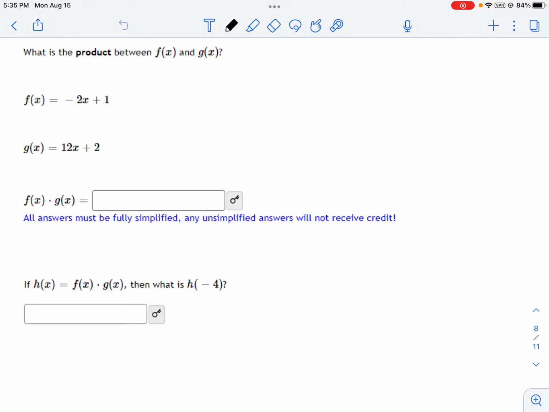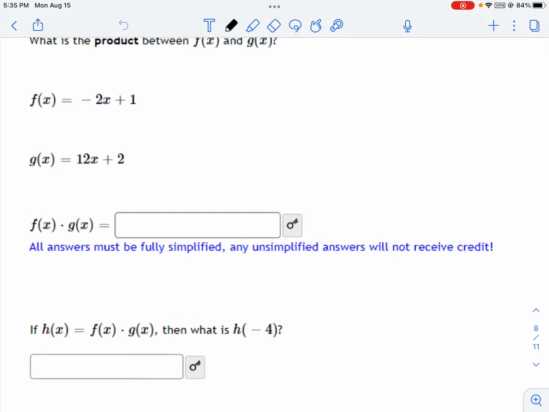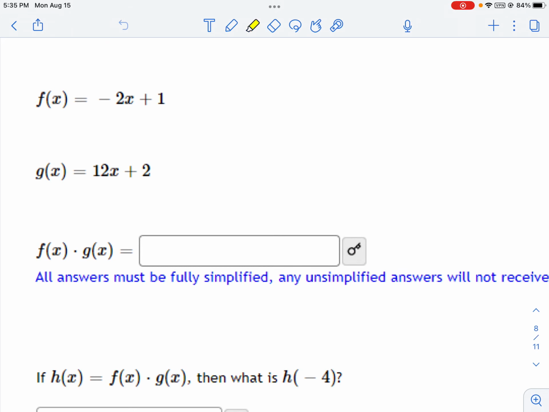Alrighty, today we're going to be finding the product between two functions, f of x and g of x. We're actually given f of x and g of x right here. And then we're told that all we're doing is f of x times g of x, so just do some substitutions. So if we're looking for f of x times g of x, well, do we know what f of x is? Yes, you know that f of x is negative 2x plus 1.